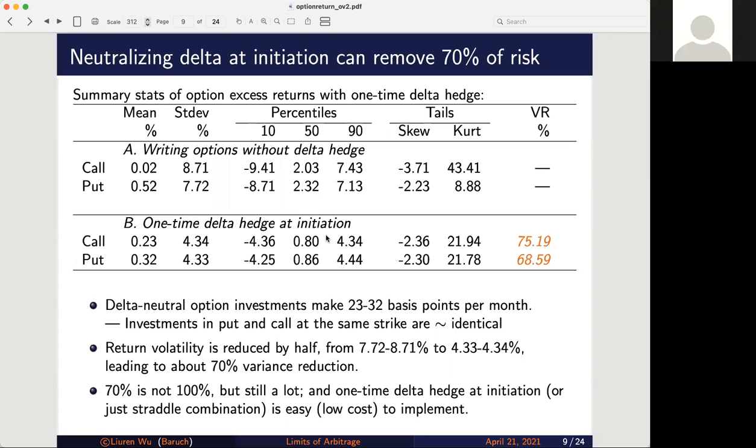Yes. And one more question before I let you move on. Do you have an intuition or an explanation for why the kurtosis for puts and calls become very similar, going from strategy A to B?